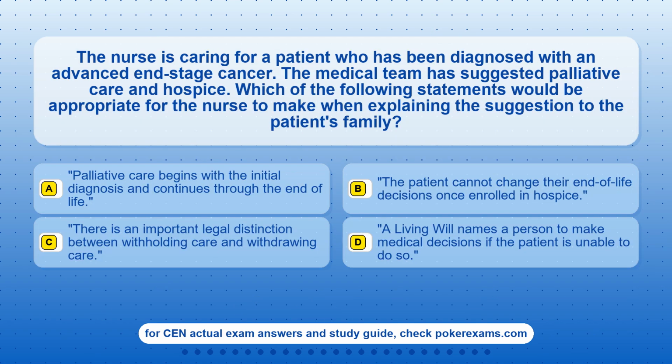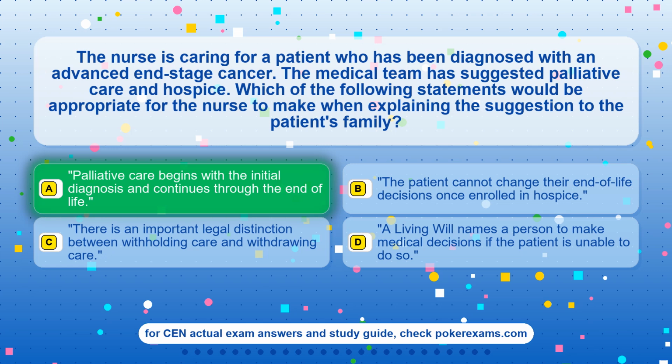Question 13. The nurse is caring for a patient who has been diagnosed with an advanced end-stage cancer. The medical team has suggested palliative care and hospice. Which of the following statements would be appropriate for the nurse to make when explaining the suggestion to the patient's family? Option A, palliative care begins with the initial diagnosis and continues through the end of life. Option B, the patient cannot change their end-of-life decisions once enrolled in hospice. Option C, there is an important legal distinction between withholding care and withdrawing care. Option D, a living will names a person to make medical decisions if the patient is unable to do so.